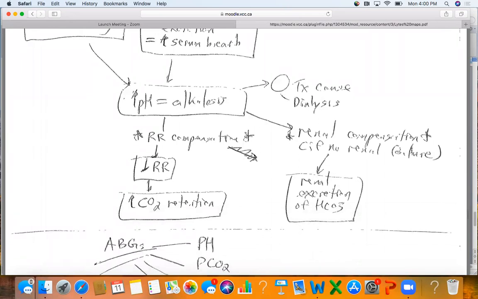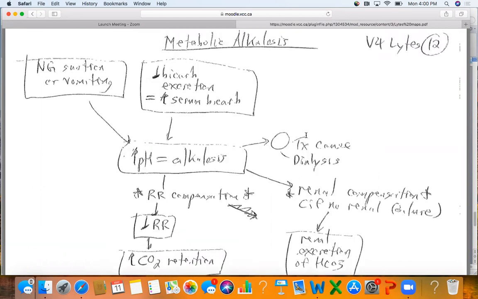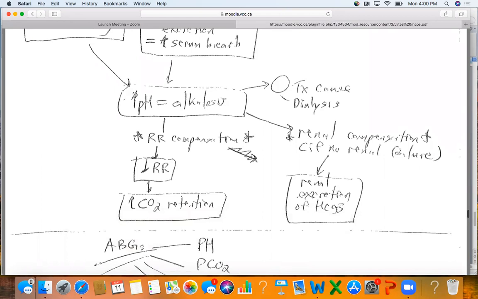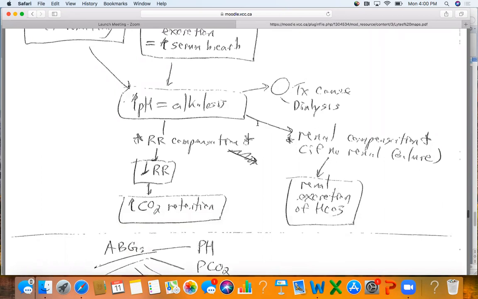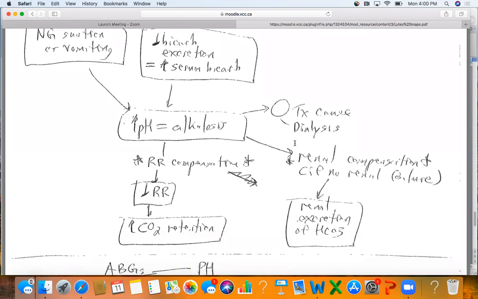Renal compensation. Well, that's only if you have no renal failure to begin with. If you had no renal failure to begin with, and for some reason you had increased bicarb, then the kidney would excrete it. But assuming you have renal failure, which is probably what it is, you're going to need dialysis.